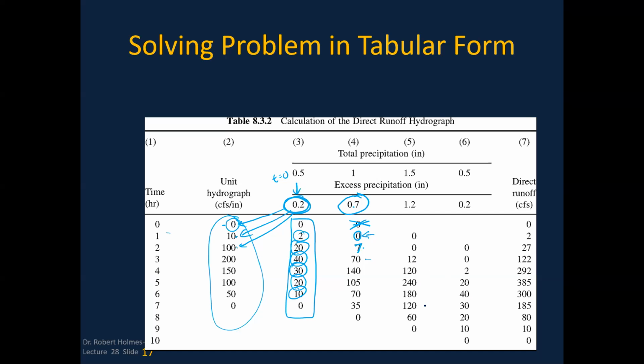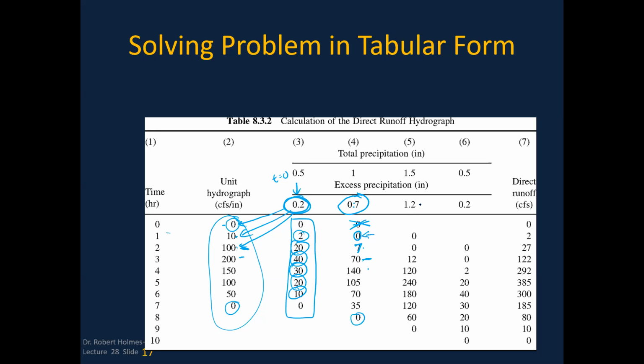You see how the table progresses down? And now I have 0.7 times 100, that's down here at 70. It's not on the same row as where the unit hydrograph is. It's down by one. Then 0.7 times 200, 140, so on and so forth. As I get all the way to zero down here, that translates to right there.